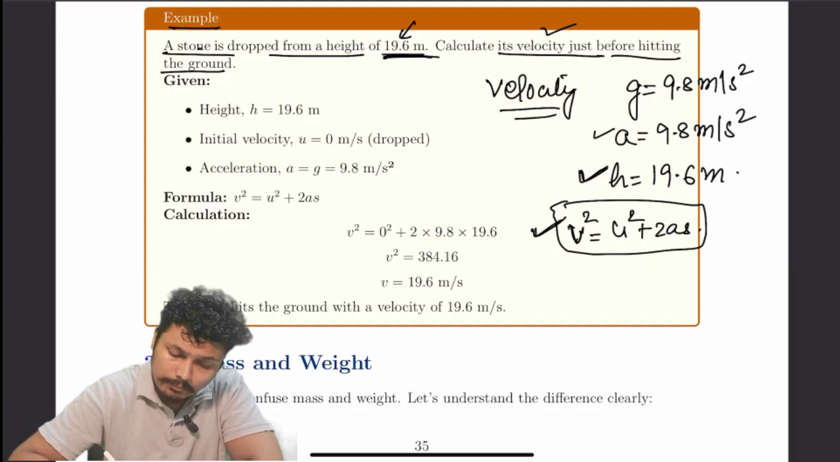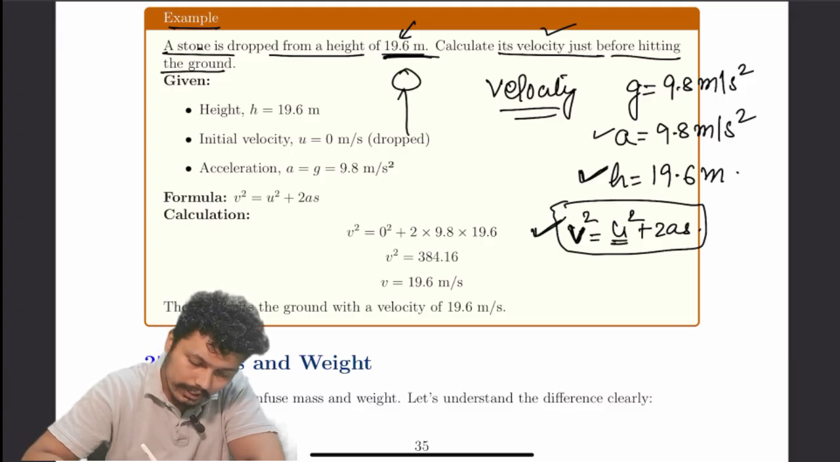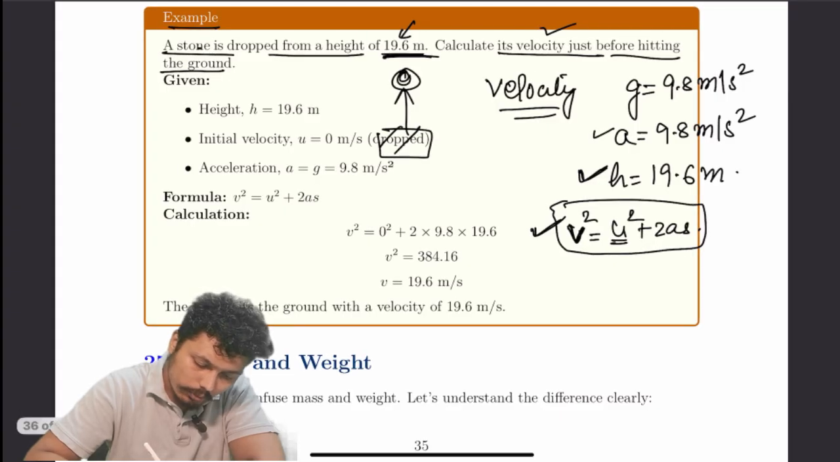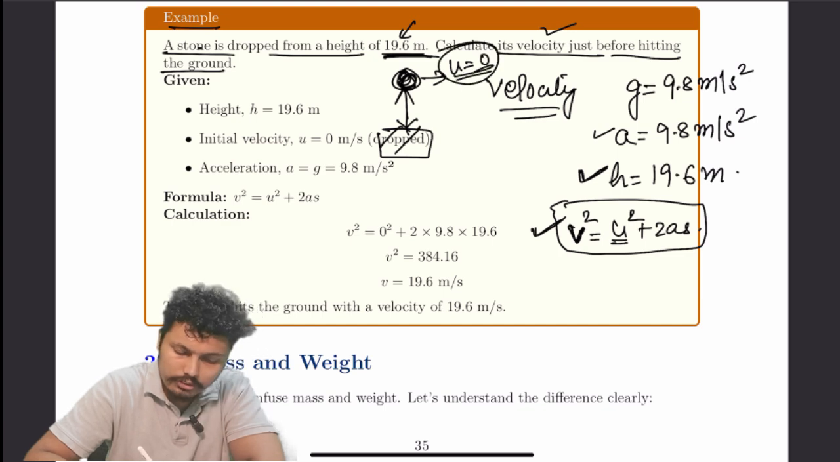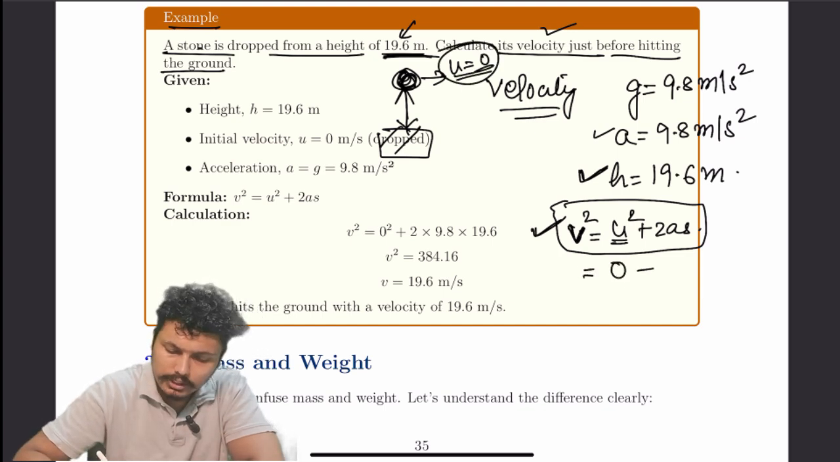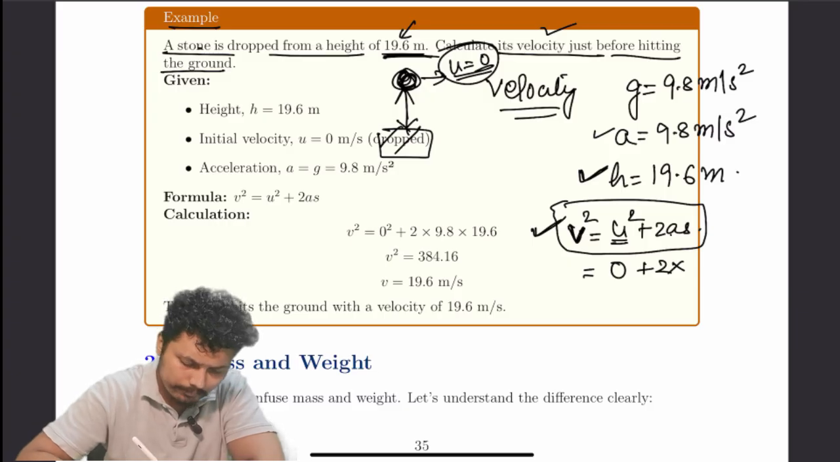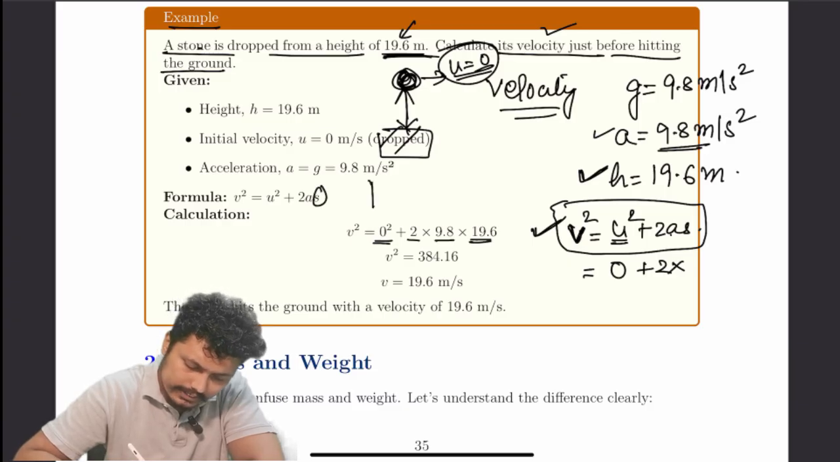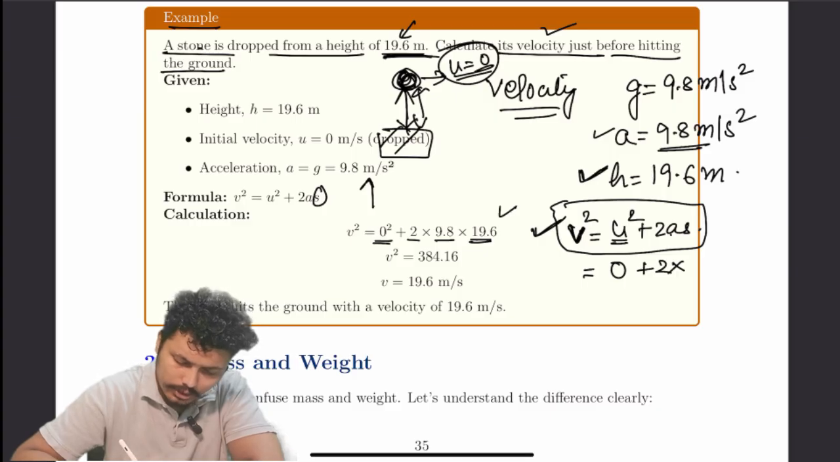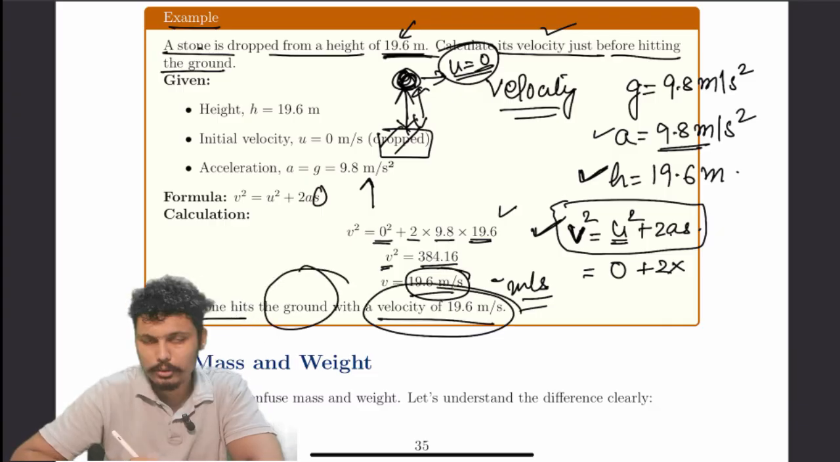From that equation, we know u. The object is falling down from a height, right? So before falling down, the velocity is 0. It is not having any velocity, u will be 0. So v square is equal to 0 plus 2 into a. What is a, sir? a is given, acceleration due to gravity 9.8. So 2 into 9.8, and s is the distance between these two. So the stone hits the ground with a velocity of 19.6 meter per second.